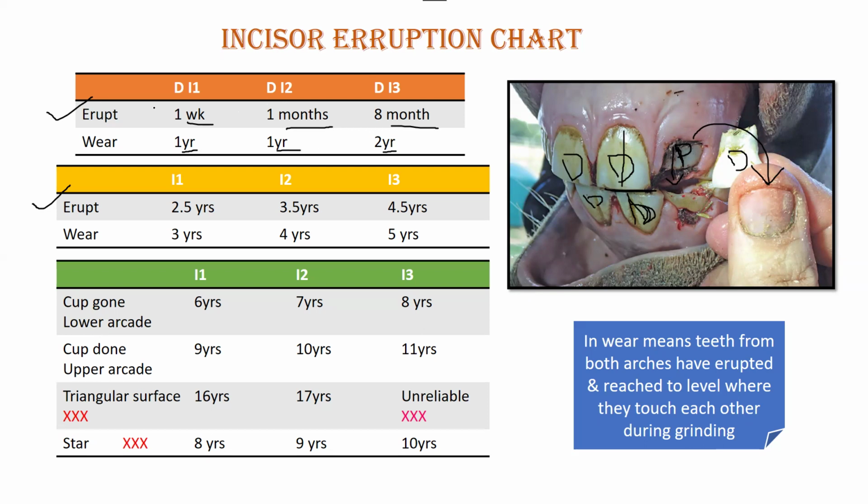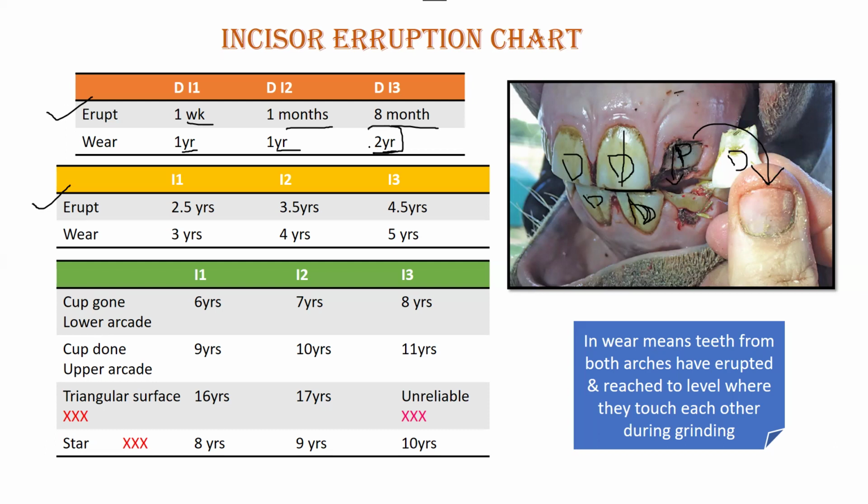So the first deciduous incisor will erupt at 1 week. Second deciduous incisor will erupt at 1 month. Third will erupt at 8 months. Being in wear, the first deciduous incisors of the upper and lower dental arcade will be in wear at 1 year. Deciduous 2 will be in wear by 1 year, and deciduous incisor 3 will be in wear at 2 years of age.